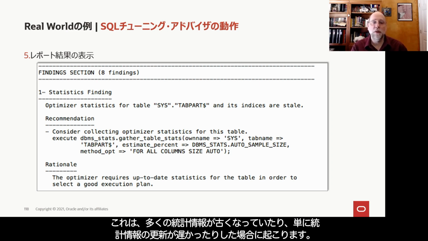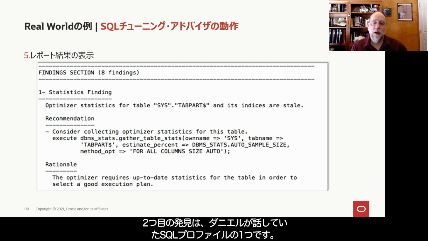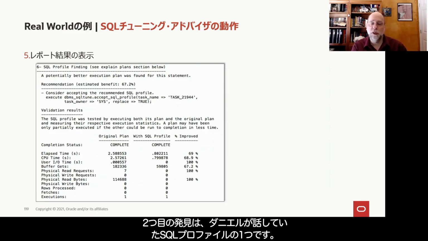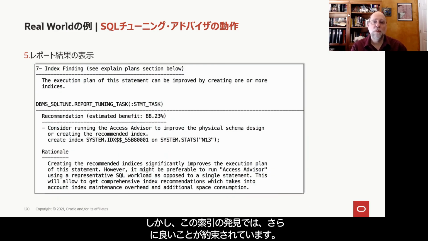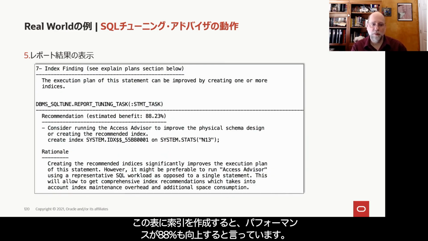And this can happen if you've got maybe locked statistics that are out of date or simply haven't been refreshing the statistics fast enough. The second type of finding was one of those SQL profiles that Daniel talked about, and it's promising a 2/3 speed up in performance here, and that's pretty good. But even better promises are made for this index finding. It's saying if we create this index on the table, it will speed up performance by 88%.